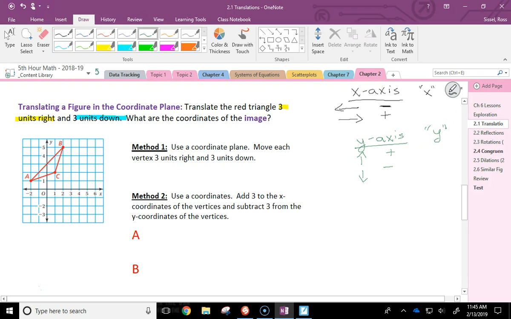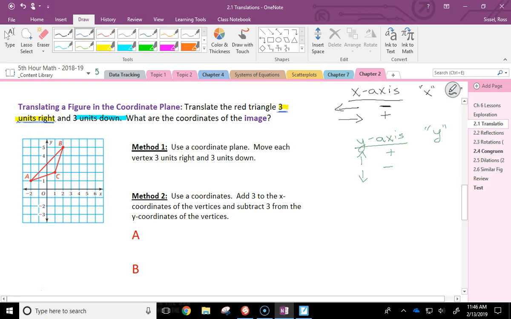Okay, please focus up here. The reason this is important is because this is going to be describing what's happening. So, in your notebook, if you want to take these notes, that'd be good. But let's go ahead and do this one. This is the example we have. It told us to move my red triangle 3 units right, 3 units down. The first method is going to be the preferred method for most people. It's the easiest. What they'll do is 3 units right.